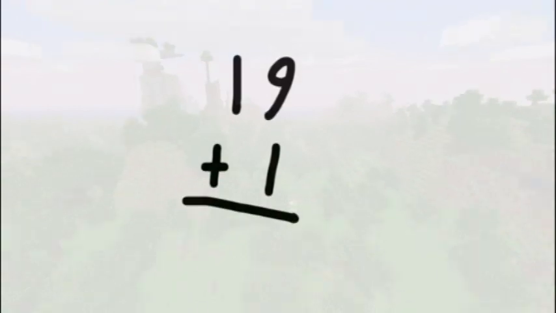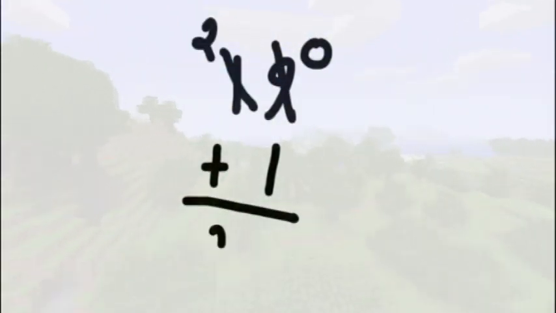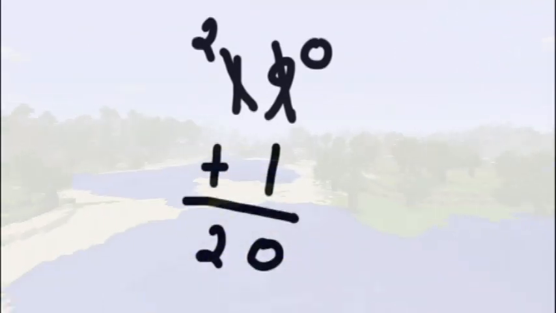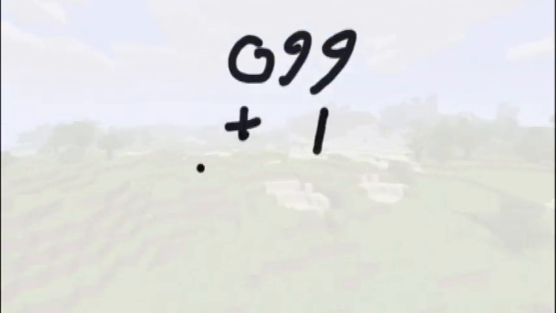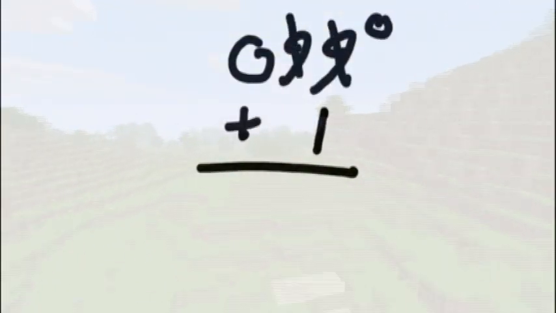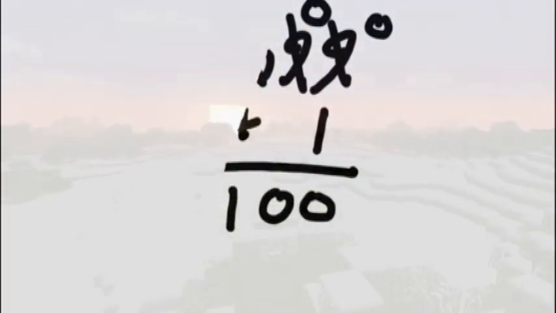We then start the process over again, taking the 0 in the 1's place and adding to it until it becomes a 9. When that happens, we add another 1 to the 1 in the 10's place and put the 9 in the 1's place back to 0, which gives us 20. The same goes for 99. When you add 1 to it, the 9 in the 1's place turns back to 0 and adds 1 to the 9 in the 10's place, which then turns into a 0 and adds 1 to the 100's place, giving us 100.